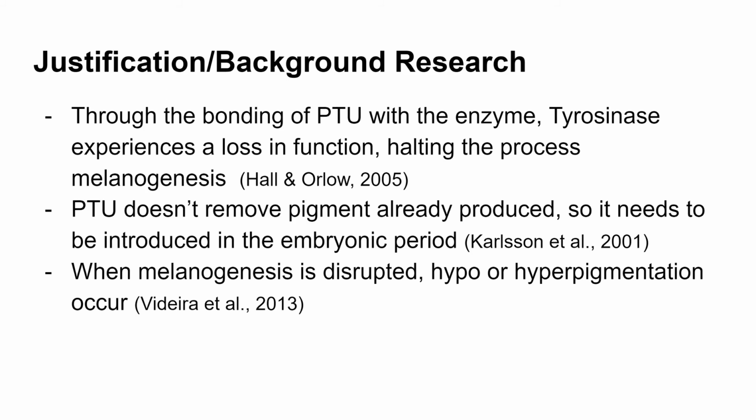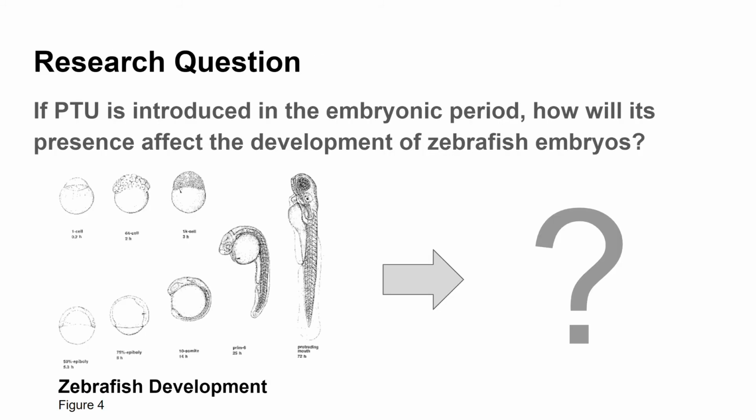The results of these three experiments suggest that when we introduce PTU in the embryonic period, the developing organism will turn out albino. So we designed a lab to answer, if PTU is introduced in the embryonic period, how will its presence affect the development of zebrafish embryo?